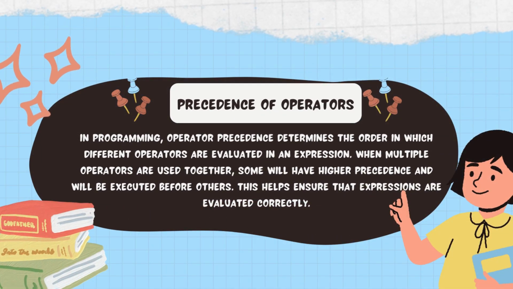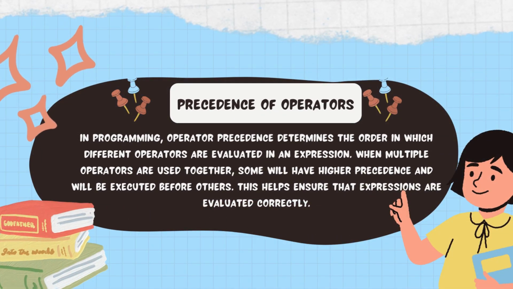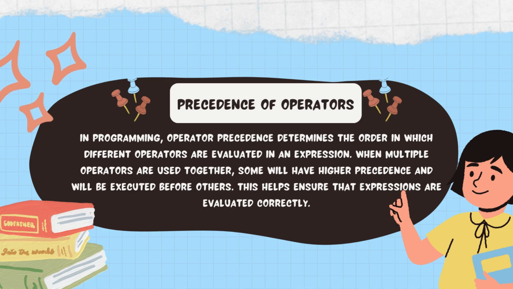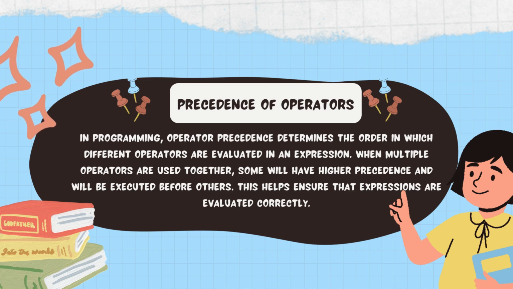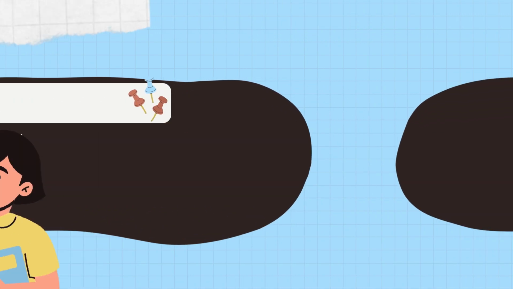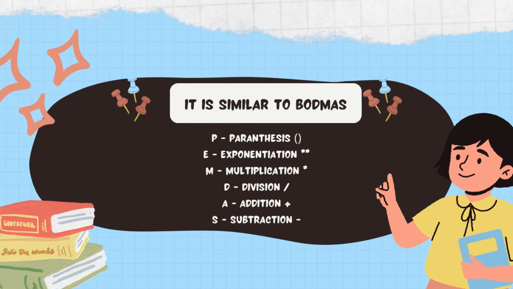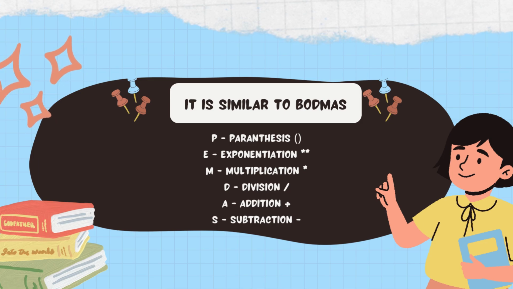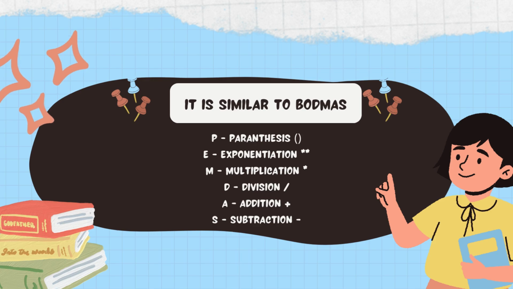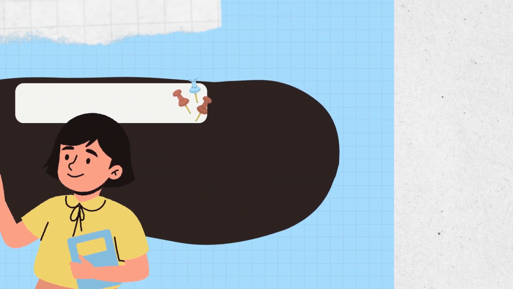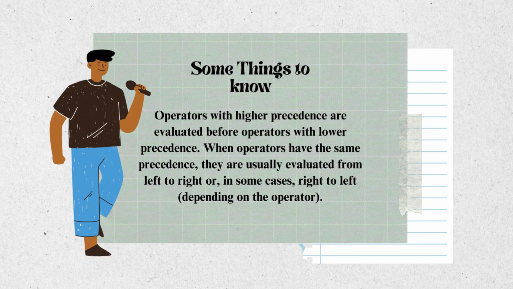But these operators should follow a set of rules, which is called the precedence of operator. In other words, which operator gets the higher priority and which gets the least priority, which is similar to a mathematical rule, BODMAS. In coding, it is known as PEMDAS. P stands for parenthesis, E for exponential, M for multiplication, D for division, A for addition, S for subtraction. This is the order in which the operator should follow in execution.